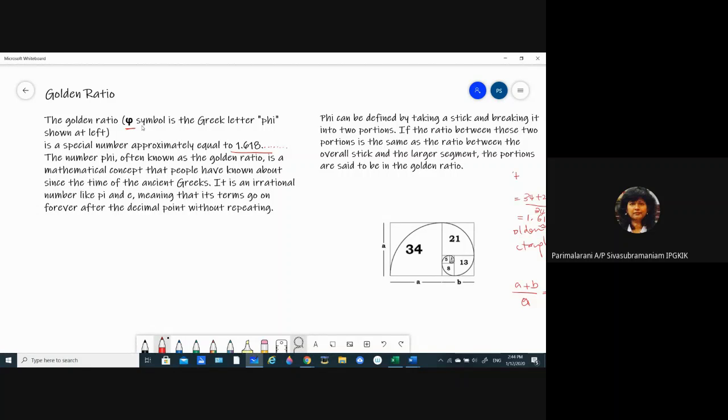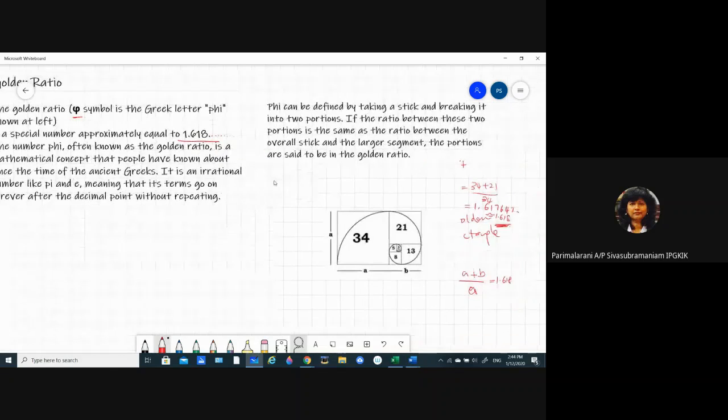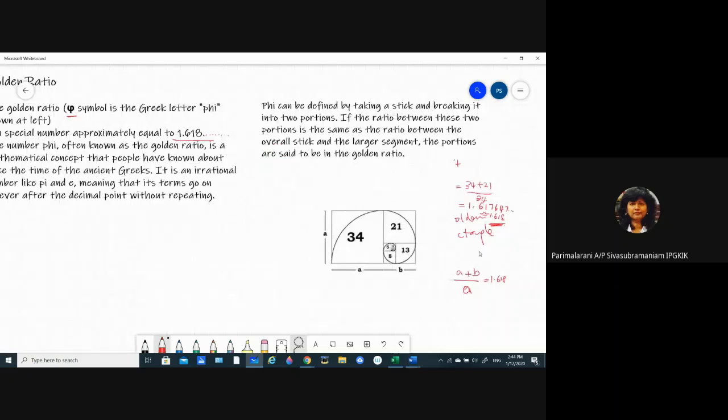The number phi, often known as the golden ratio, is a mathematical concept that people have known about since the time of the ancient Greeks. It is an irrational number like pi and e, meaning that its digits go on forever after the decimal point without repeating. So how can we define or show this golden ratio?